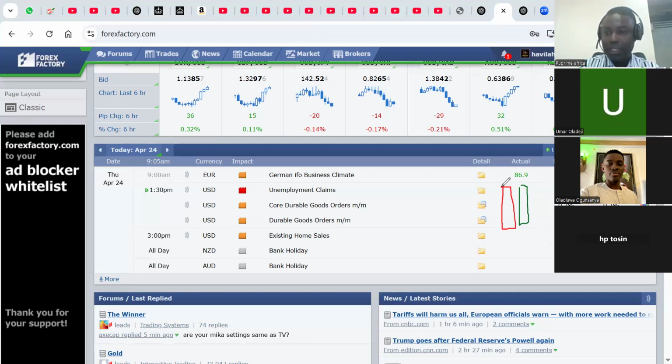So we can't say specifically which direction the dollar is going to go from what we're seeing on Forex Factory at the moment. But then I'll flip over to the chart now, look at what the chart is telling us ahead of the release of this data.